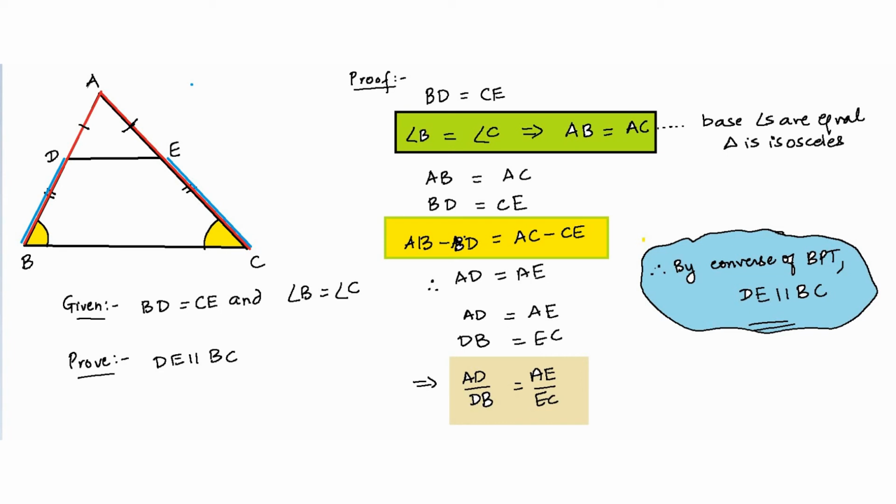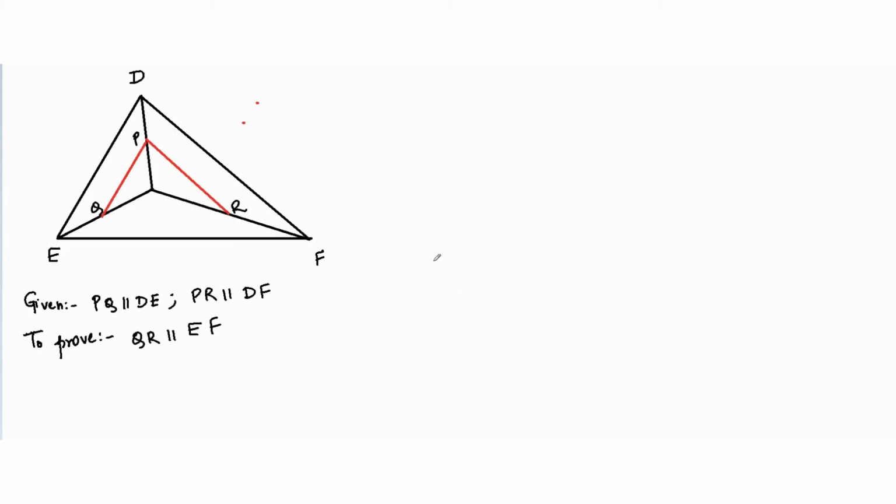Moving on to the next question. Let us solve the following problem. It is given that in this question, PQ is parallel to DE. So let us mark the parallel lines with the same color. This is just for easy visual reference. So these two lengths are parallel. It is also given that PR is parallel to DF. So we have PR parallel to DF. So these two lengths are also marked with the same color, just for visual reference.